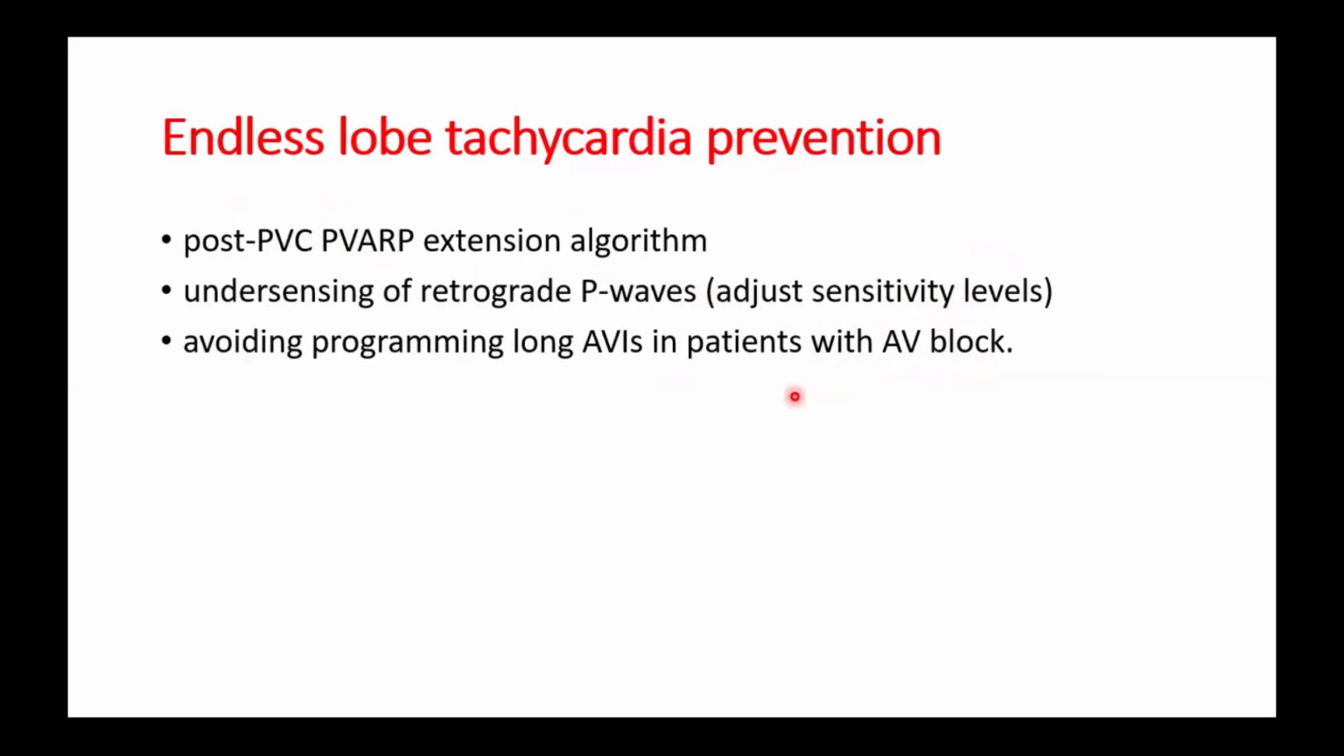Yeah, actually, I don't have an exact number, but if you are programming a long AV interval with intrinsic conduction and you notice PMT, and there is no other explanation and there is good conduction during the normal sinus rhythm, ventricular pacing, you should shorten the AV interval.